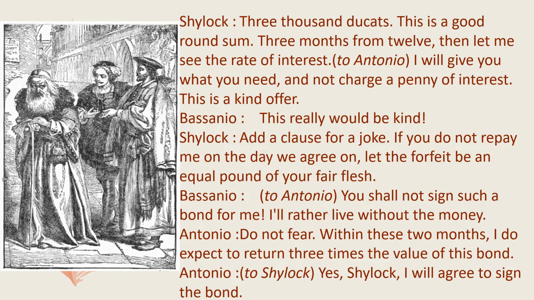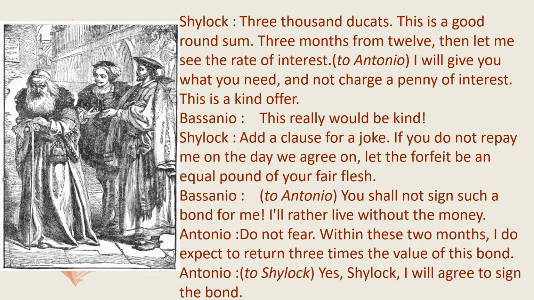Bassanio, worried about his friend Antonio, turns towards him and says, you shall not sign such a bond for me. I will rather live without money. He says that I do not want you to sign such a bond which is a threat to your life. I would rather manage without money than borrow money from such a person.